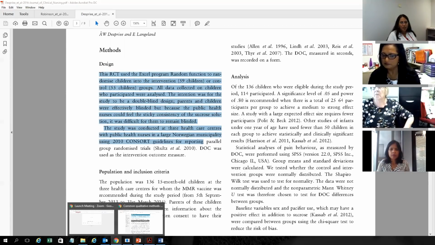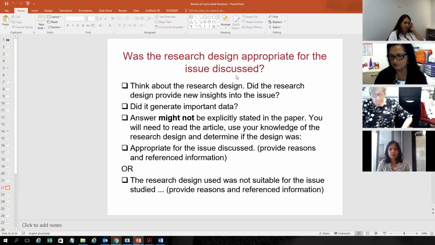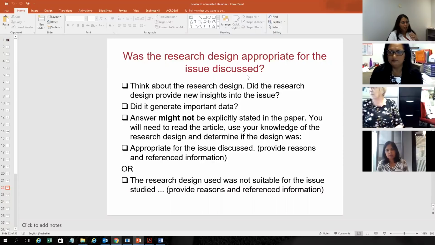And every time you see a question that says, was it appropriate for the issue discussed? Every time you see that question, you must put in additional references. So you need to put in extra references. I repeat, was it appropriate? And you're going to see this question quite a few times. Was the method appropriate? Was the design appropriate? When you see the question, was it appropriate, you need to include additional literature.